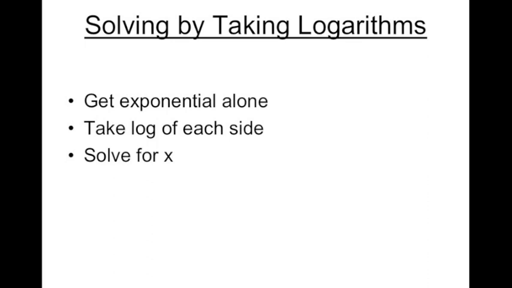And we could either use a common log or we could use a natural log. It doesn't matter. They both work. Sometimes one may be preferable to the other, and I'll show you about the special cases there. Our steps are that we need to get the exponential part alone. We cannot have anything added to it, and we cannot have anything multiplied by it. We need to get the exponential totally alone. Then we're going to take some kind of a log of both sides, either a common log or a natural log, and then we'll proceed solving for x.